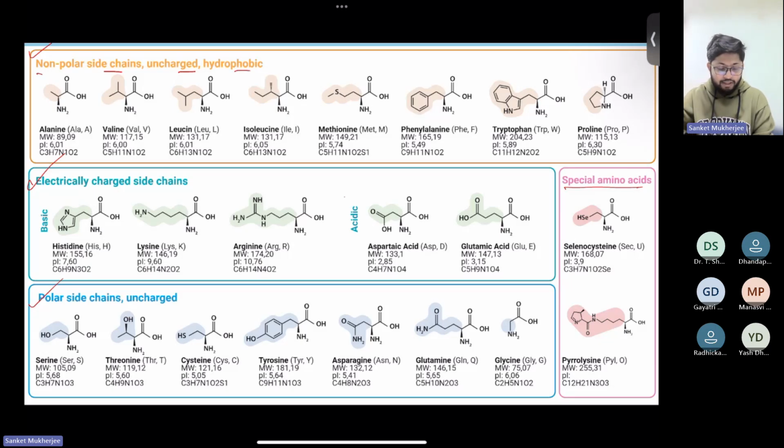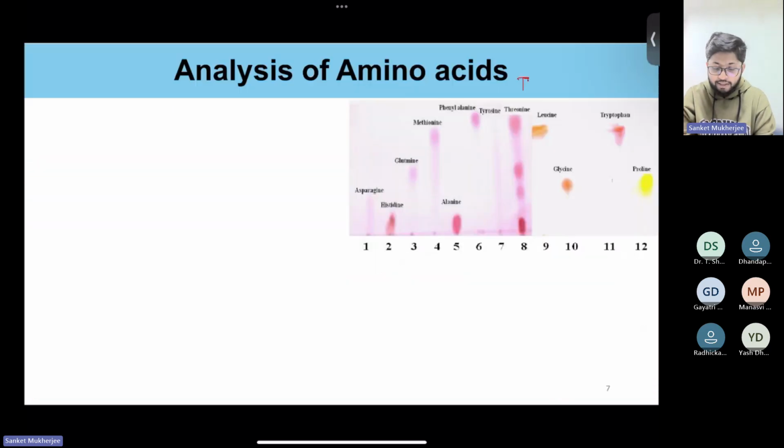After this, for analysis of amino acids, one of the major techniques is TLC, thin layer chromatography. You can see the slide. It also depicts a chromatogram of that order. What we can see is that different amino acids migrate differently because of their different R groups on the mobile phase, which in this case would be a solvent.